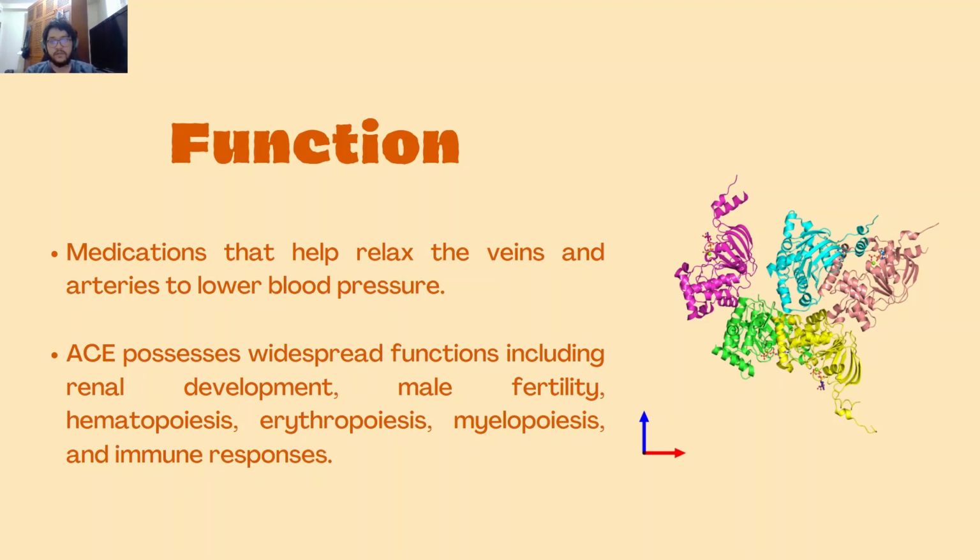Okay, the well-known function of ACE is the conversion of angiotensin type 1 to type 2 and the degradation of BK, which all play an important role in controlling blood pressure. ACE also acts on other natural substrates including enkephalin, neurotensin, and substance P. Besides being involved in blood pressure control, ACE possesses widespread functions, including renal development, male fertility, hematopoiesis, erythropoiesis, myelopoiesis, and immune responses.